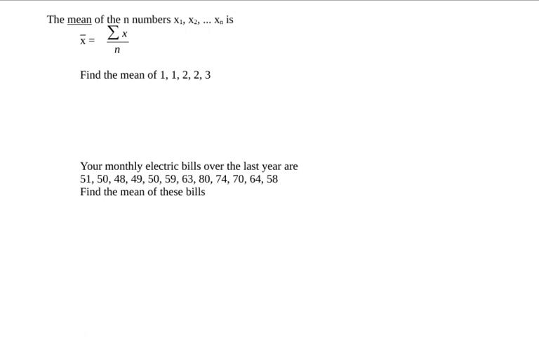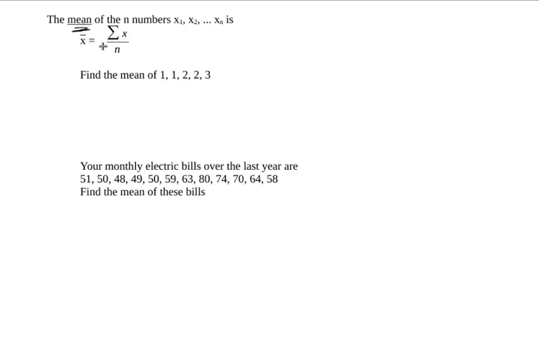But in this class, we're going to be a little bit more precise. Generally, when you say an average, you're talking about some sort of measure of central tendency. In other words, where the center of the data is. The mean is only one of the ways that you can measure where the center of data is.